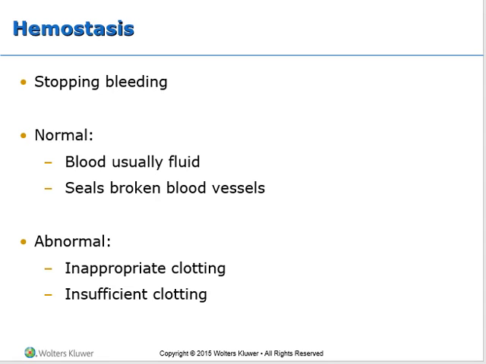So when we have abnormal hemostasis, we start to get into either inappropriate clotting, like we talked about DVTs and strokes and pulmonary embolisms, or we can have insufficient clotting where someone does not clot enough and they can bleed out and have aneurysms and those types of things.